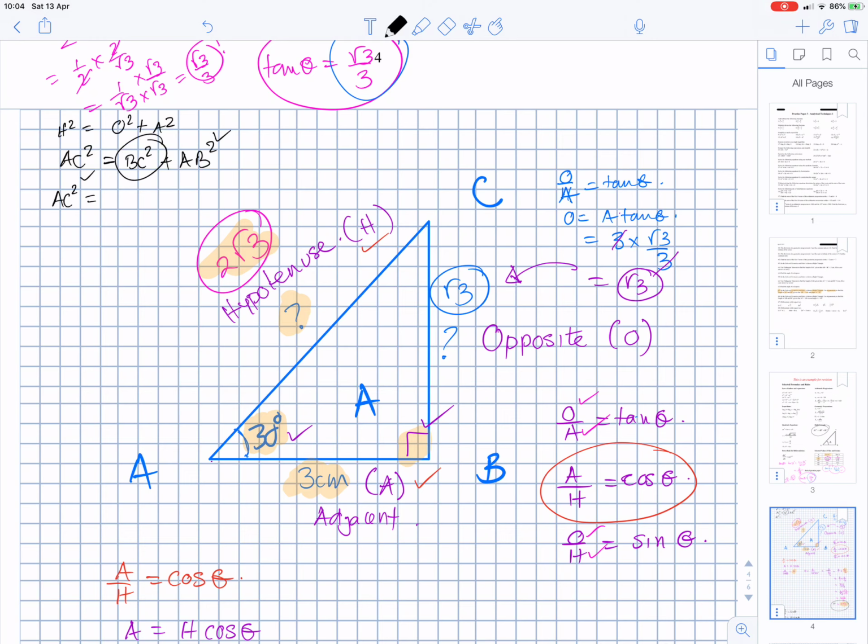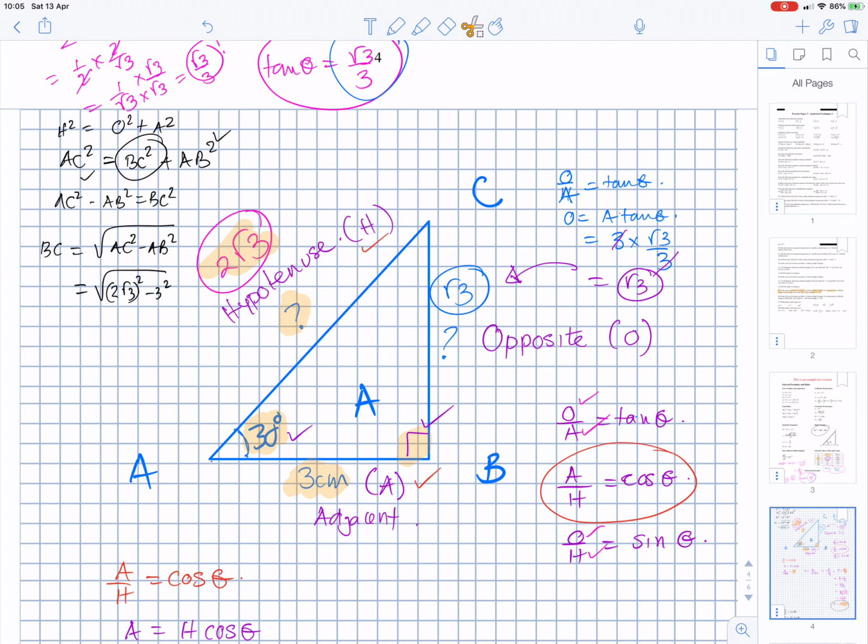Say we've got the hypotenuse AC, and we've got AB, and we want to find BC, so it will be AC squared minus AB squared is BC squared, so BC equals the square root of AC squared minus AB squared. So what is AC squared? AC is 2 root 3, so it's 2 root 3 squared minus AB squared, and AB is 3, so minus 3 squared.